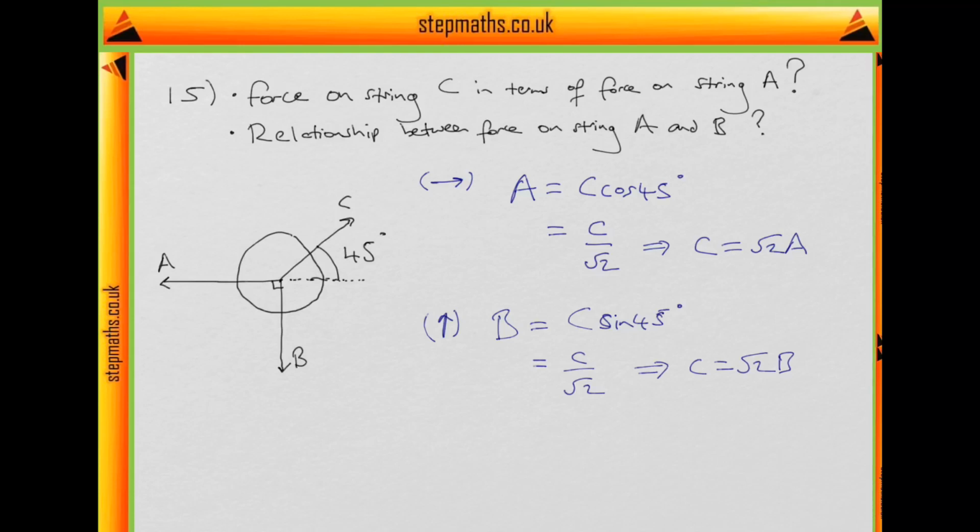Equating the 2 equations for C, we see clearly that root 2 A equals root 2 B, or simply A equals B. So we know the forces must be the same. Now this could have been intuitively quite obvious due to the symmetry of the problem. The force C acts at equal angles to A and B, and the object does not move, so it's clearly obvious that A and B must be of the same magnitude. And that's our relationship found between the forces on strings A and B, and the question completed.